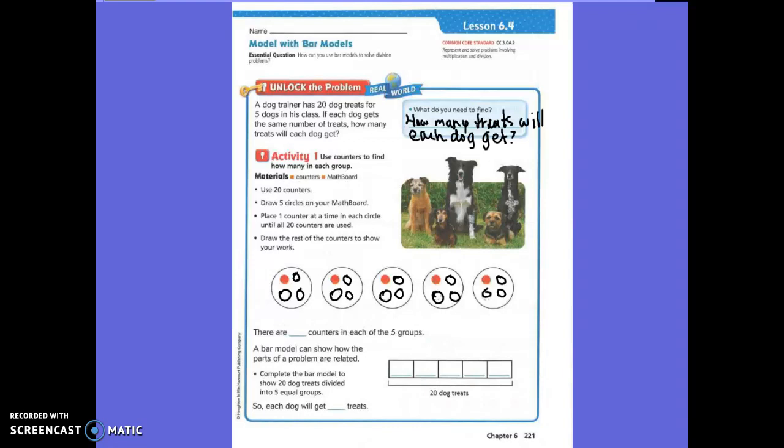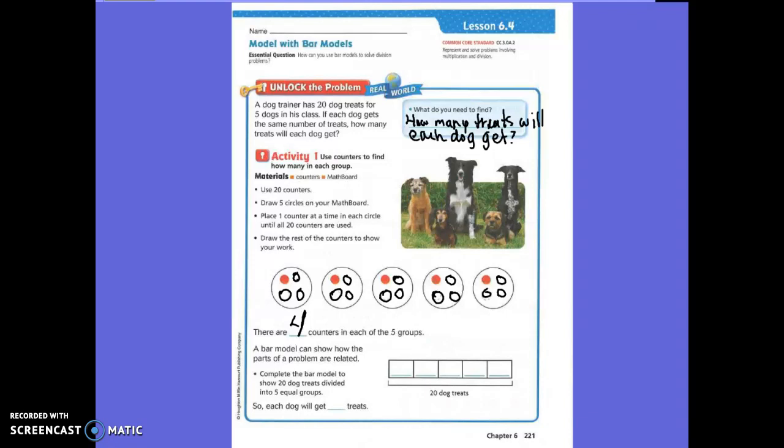Okay, how many counters are in each of the 5 groups? 4. So how many dog treats will each dog get? 4. But now we're going to do the same problem with a bar model. Okay? As you can see, there are 20 dog treats down here in the bottom, right? That's the total. You're not going to get any bigger number than that.